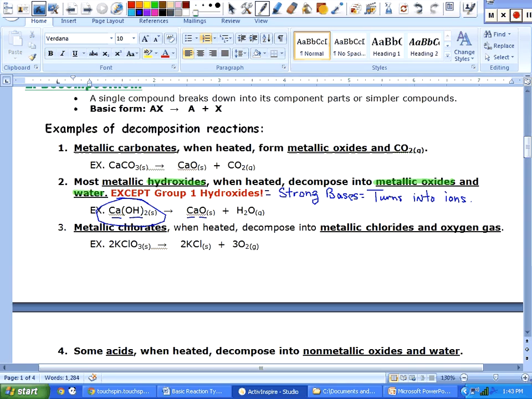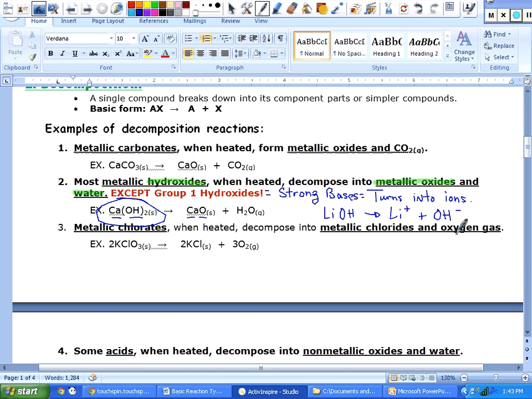So here's one other thing. I want you to know this. Group 1 hydroxides are strong bases, which means they turn into ions. Okay? So what does it mean? This is what it would turn into. Let me do group 1, sorry. It would be LiOH goes to Li plus OH negative.